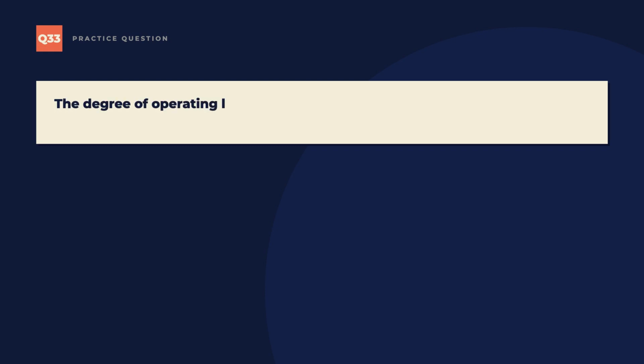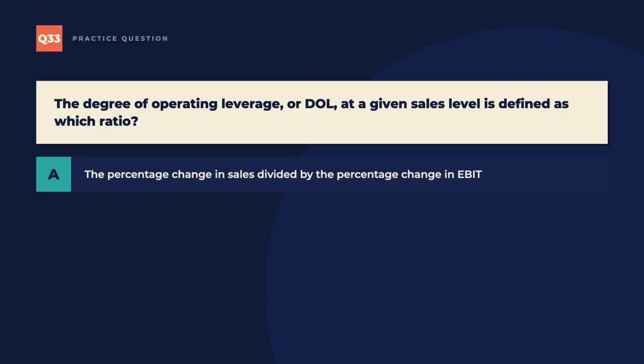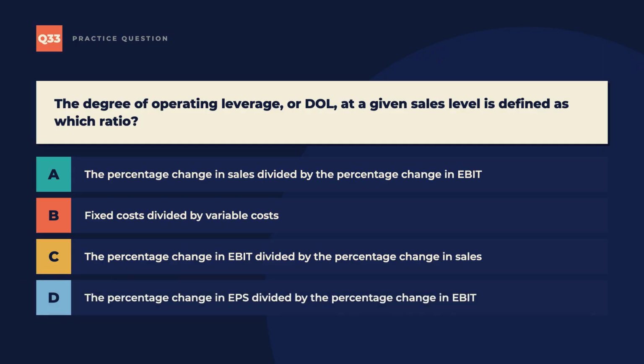Question 33. The degree of operating leverage, or DOL, at a given sales level is defined as which ratio? Your options are A. The percentage change in sales divided by the percentage change in EBIT. B. Fixed costs divided by variable costs. C. The percentage change in EBIT divided by the percentage change in sales. D. The percentage change in EPS divided by the percentage change in EBIT. Which one is it? Pause the video if you need more time.